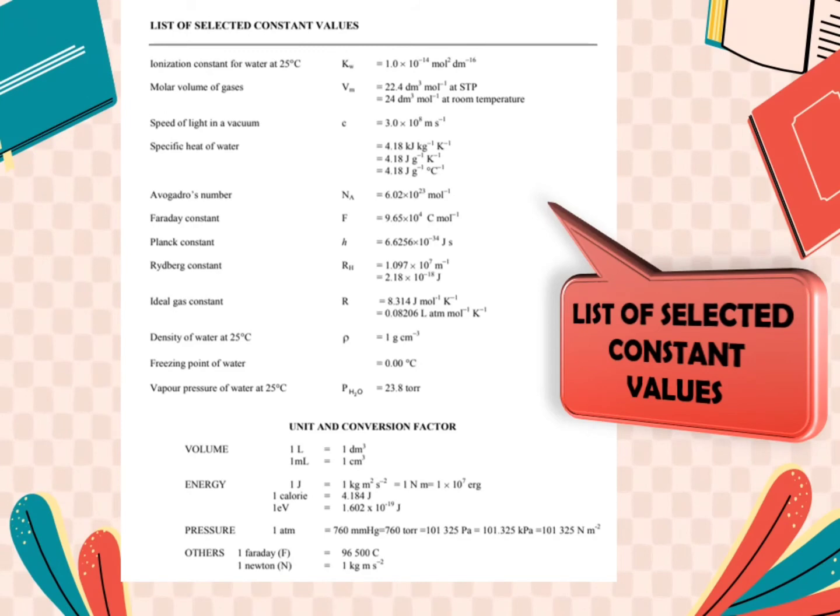Okay guys, so this is the list of selected constant values that you need to know. Okay, so you tak perlu hafal all the list of constant value sebab nilai-nilai semua ni akan diberi dalam exam, same like your table of relative atomic mass. Okay, so tolong familiar dengan benda-benda ni lah. So mungkin ni benda baru bagi you all lah.